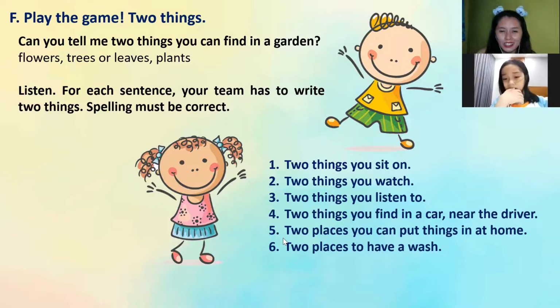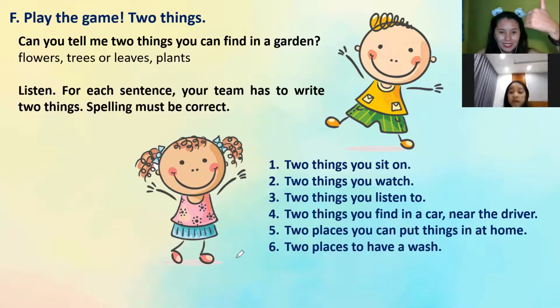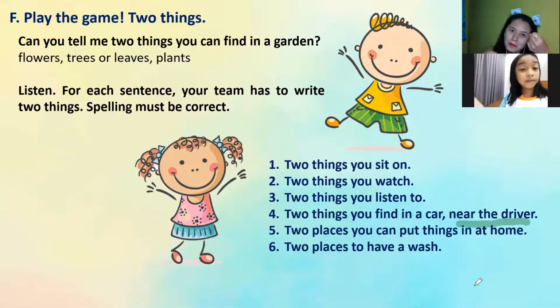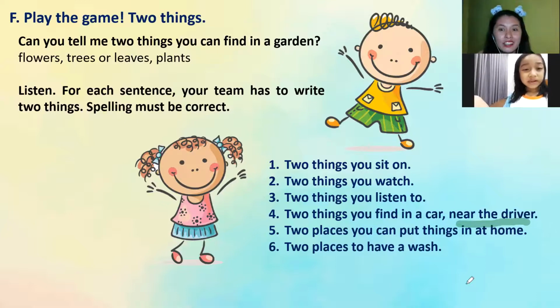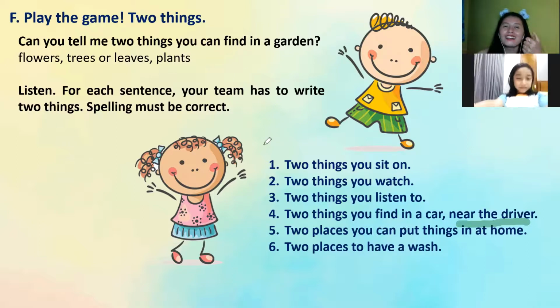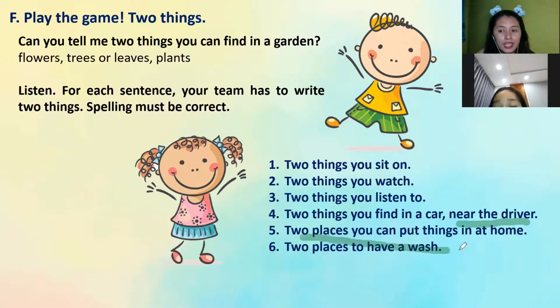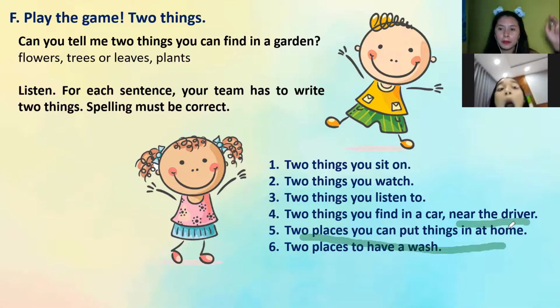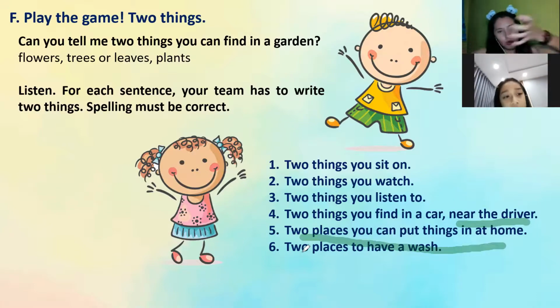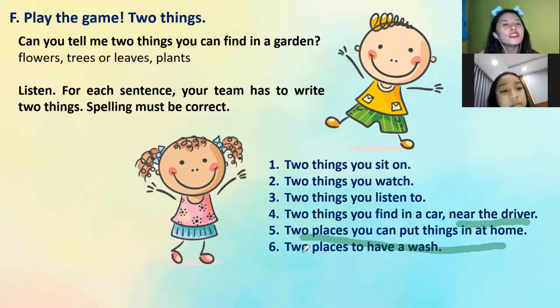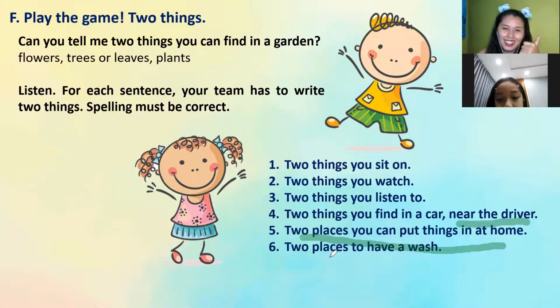Okay, look at this one here, number 4. I'll give one and you will give one. Is it okay? Now you're the driver. Two things you can see in a car. What else? Okay. Two places you can put things in at home. Flowers. Oh, great. So, two places to have a wash. Kitchen. Wash. You're going to wash. Plant. Okay. What else? Kitchen. Comfort room. School. Right? Okay.